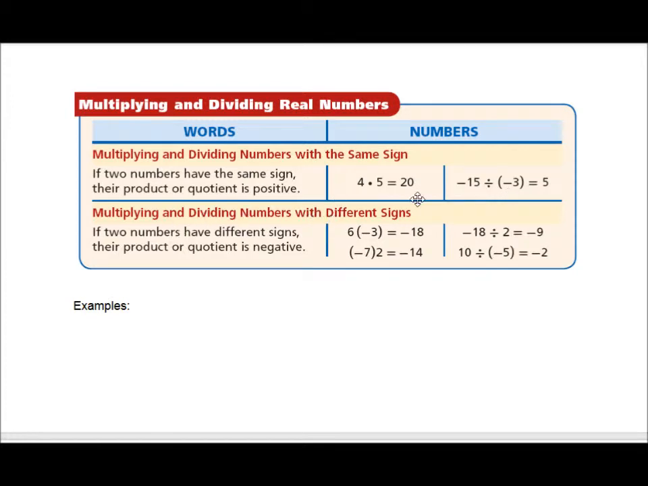Multiplying and dividing with different signs. In case of different signs, the result is always negative. If two numbers have different signs, their product or quotient is negative. Like 6 3s are 18, which has one negative sign, so minus 18. Similarly, 7 2s are 14, which has one negative sign, so it is minus 14. Similarly, minus 10 divided by 5: 5 2s are 10, so minus 2.